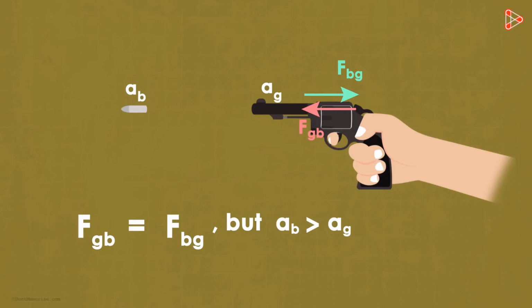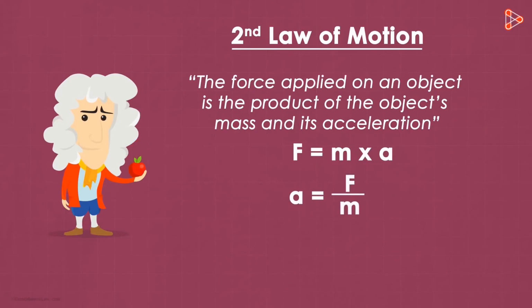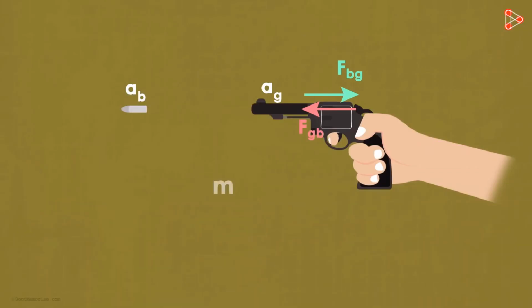Okay, so if your concept of the second law of motion was clear, you wouldn't really be surprised with this. The second law of motion says that the force is the product of the object's mass and acceleration. Or the acceleration of the object is equal to the force over its mass. What does this tell us? Yes, if the mass is more, then the acceleration will be less. In this example, the mass of the gun is much more than that of the bullet. Hence, the acceleration of the rifle is lesser than that of the bullet.